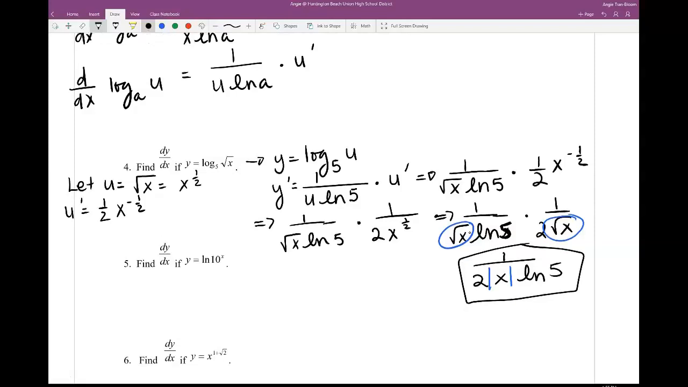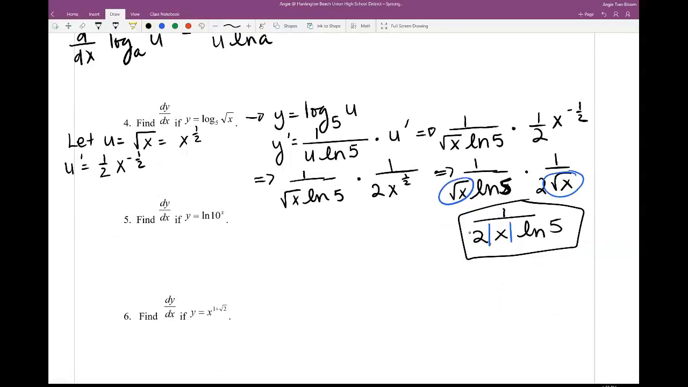All right, let's practice some more on dy dx with example 5. So find the derivative with respect to x if y equals natural log of 10 to the x. Okay, and again, we are going to use u substitution. So here we go. Let u be 10 to the x. Then u prime is, okay, so think of it as a to the x. So if you look back to your notes, what is the rule for a to the x? The derivative of a to the x. Look back at your notes.